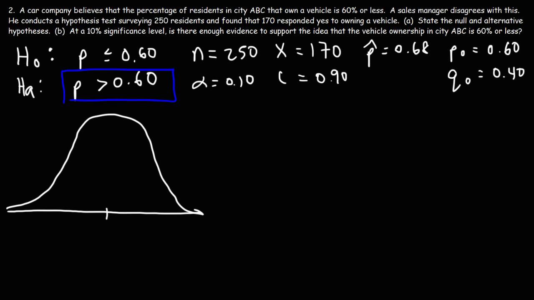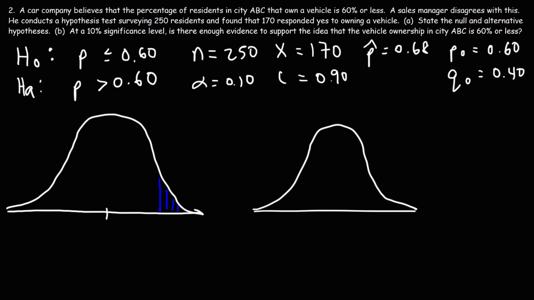Now, would you say it's a left-tailed test or a right-tailed test? Notice that the proportion is set to be greater than 0.60, which is to the right of 0.60. So this is going to be a right-tailed test. Now, we need to determine the critical z-value that corresponds to that point. I'm going to make another graph.